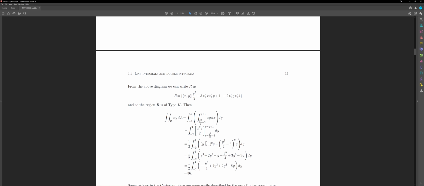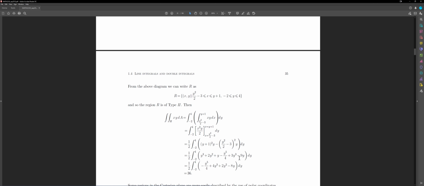Here you get y squared plus 2y plus 1, and then you multiply each term by y, which gives you y cubed plus 2y squared plus y. And here you need to square this, so you'd get y squared on 4, and then you're going to get minus 3y squared, because it'll be this times this. And then the minus 3 squared would give you 9. Then you multiply everything by y to give you this expression.